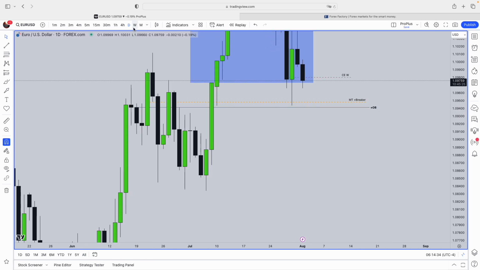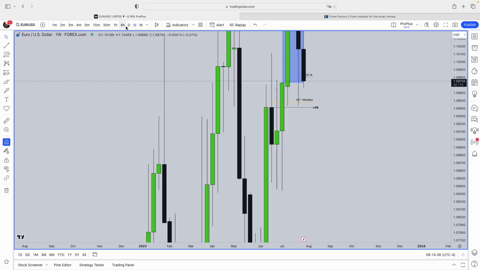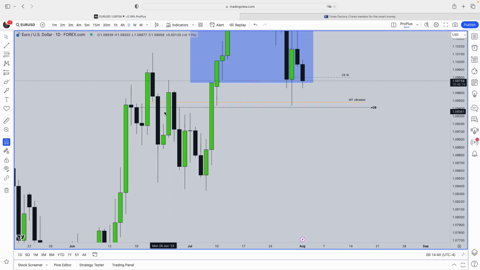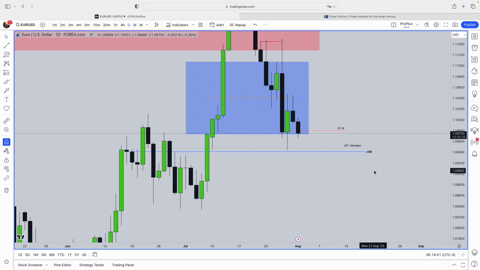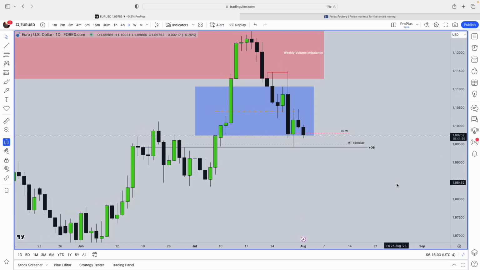Is it the daily? Yeah, it's a daily. So we look at the daily here, this candle. This line here is the mean threshold of the bullish breaker. So that potentially wants to tap back into it. But I think personally that people who bought this here are going to get taken out. So it's going to run lower, tap into the order block, and then potentially want to run higher.